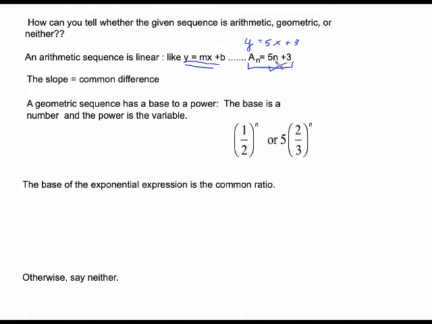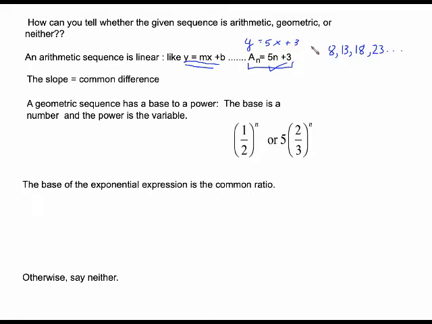Plug 1 in here for n. 5 times 1 is 5, plus 3 is 8. Put 2 in for n. 5 times 2 is 10, plus 3 is 13. Put 3 in there, gives you 18. Put 4 in there, gives you 23, etc. And you can look at that sequence and say, yeah, it's arithmetic because I'm adding 5 each time. So that's a viable way to continue the problem.